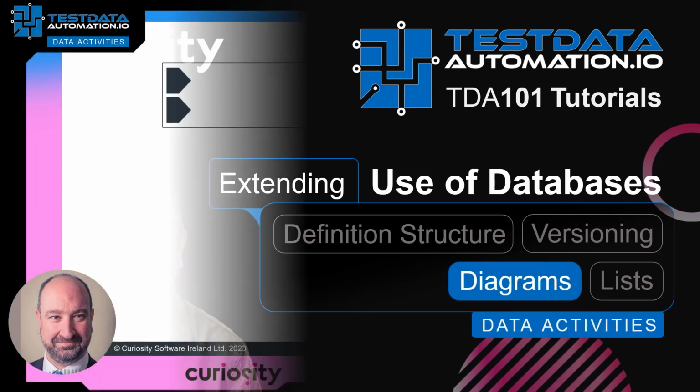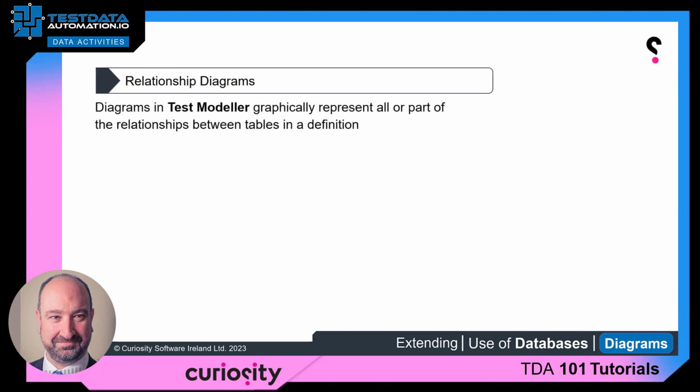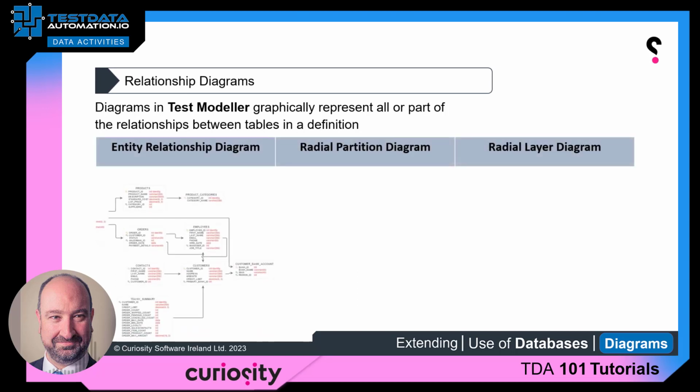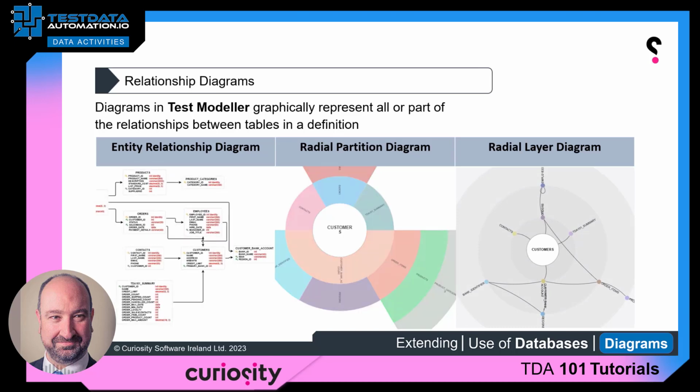We'll see the diagrams that Test Modeler can show us and look at Diagram Builder. The diagrams in Test Modeler graphically represent all or part of the relationships between tables in a definition. There are three possible diagrams: entity relationship, radial partition, and radial layer diagrams that each help you understand the content and relationships between your tables.